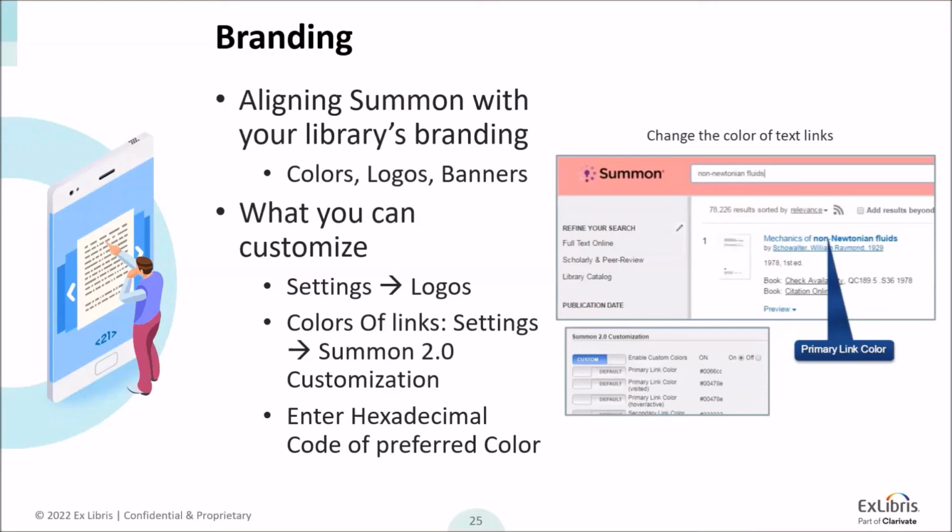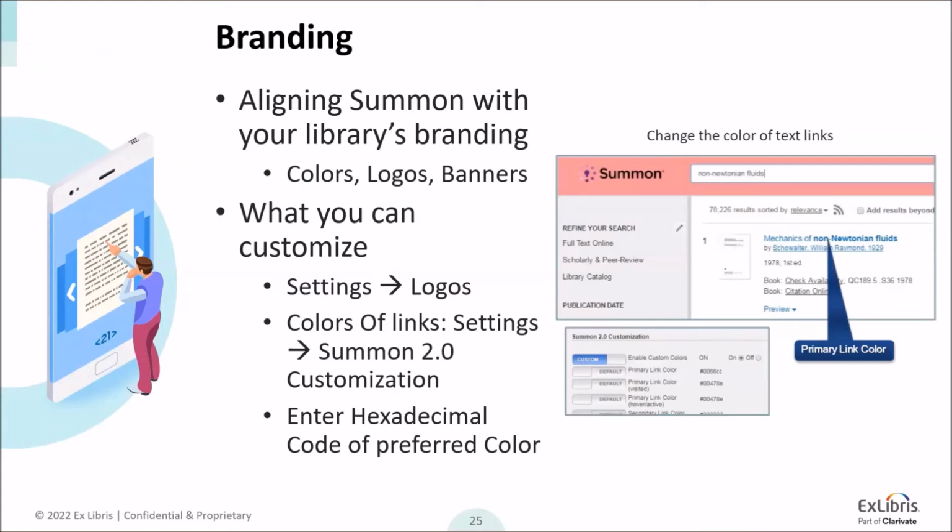What you can customize, so you can upload institutional logos. This would be in your admin console under the settings section. Under logos, there's a whole section dedicated to it. Another cool thing I want to call out is you can customize the color of links that appear in your search results. So primarily, we just have this neutral blue color as the links.